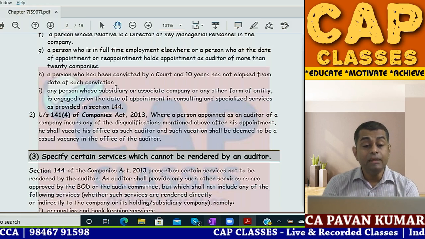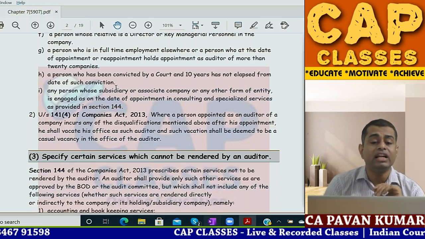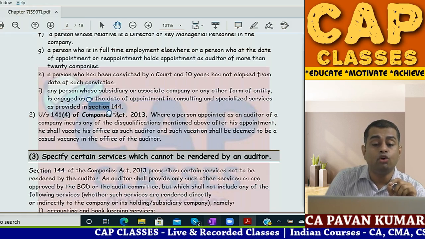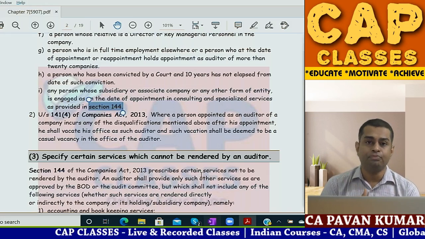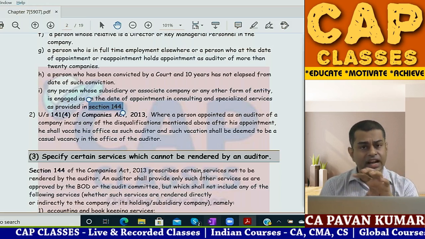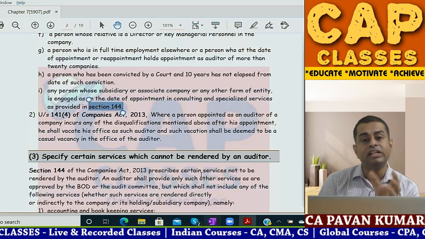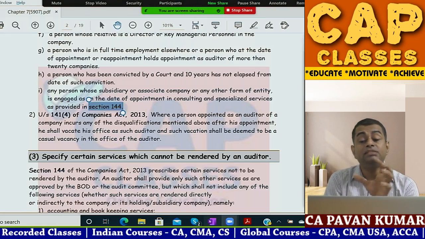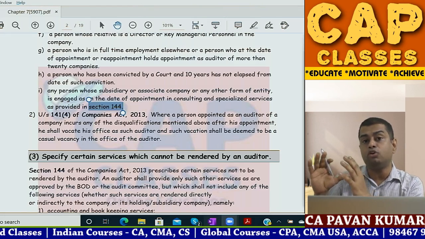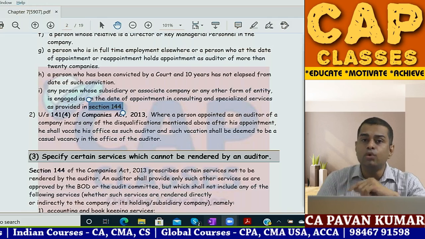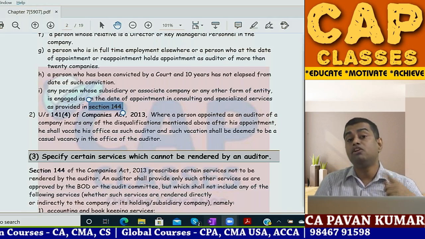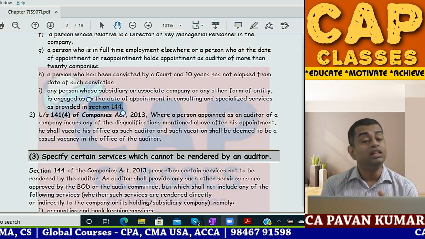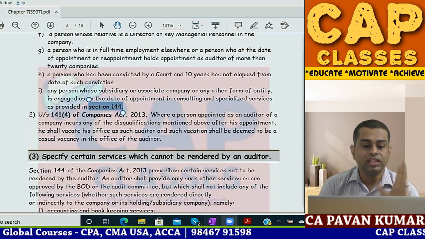Then the next one is any person whose subsidiary or associate company or any other form of entity is engaged as on the date of appointment in consulting and specialized services as provided in section 144. This is usually applicable for networking firms. Networking firms means say EY, Ernst & Young. So under the Ernst & Young brand, there will be one LLP, some partnership firm, and there will be one management consulting company. So if my management consulting company, Pavan Kumar LLP or Pavan Kumar Consulting Private Limited, is doing some service given in 144, Pavan Kumar and Company Chartered Accountants cannot be appointed as auditor. That means my associate, subsidiary company or associate company, also cannot render 144 services. That is this point.